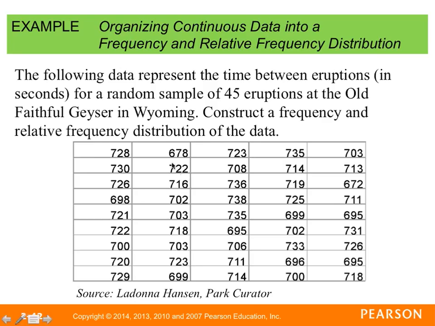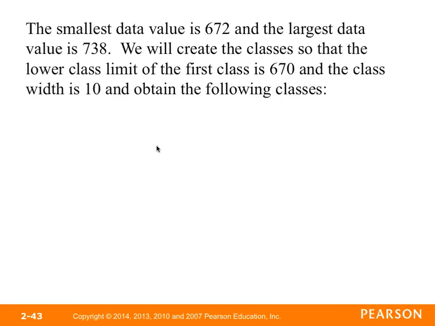So if you look back at this data, there are just too many different observations. We wouldn't want to just list all of the observations and then list their frequencies. It would be really difficult to gather any useful information from that. So what we're going to do is create some classes. So the smallest data value is 672, and the largest is 738.